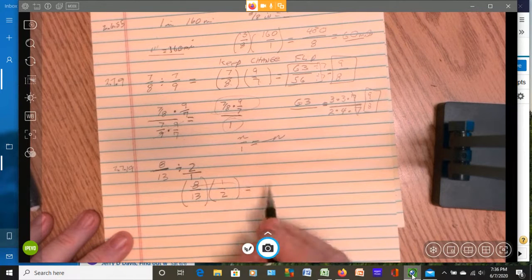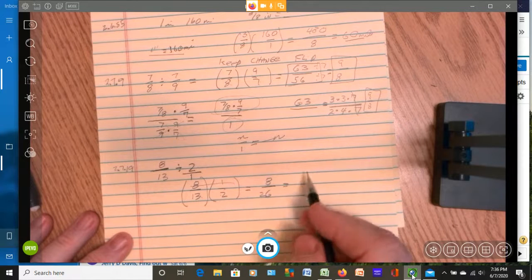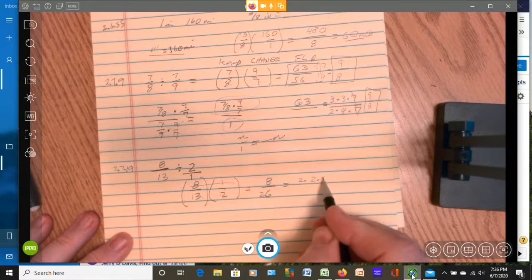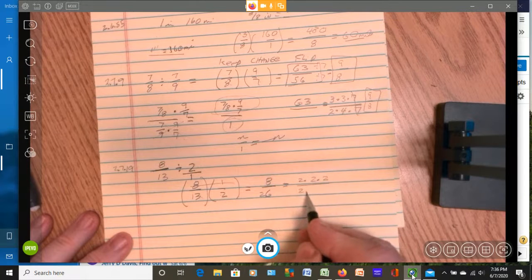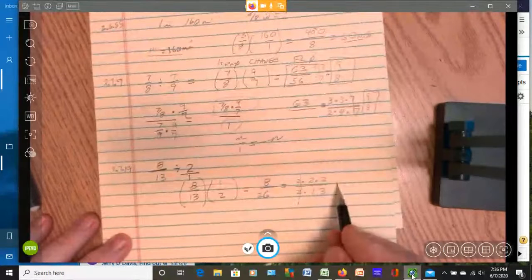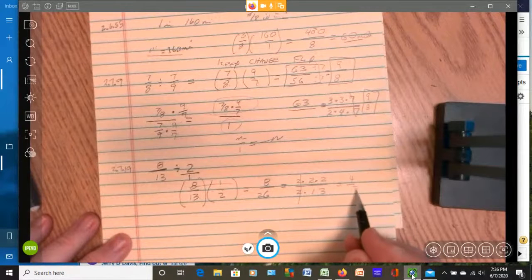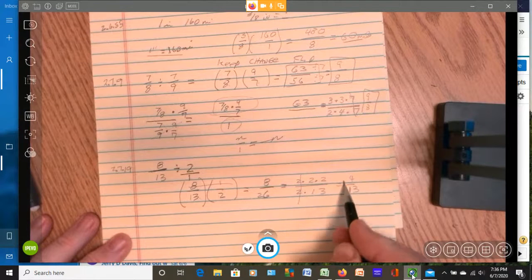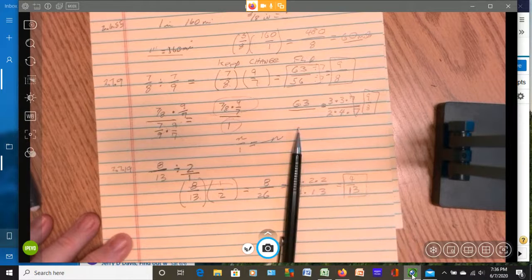And what did I get? 8 times 1 is 8. 13 times 2 is, you tell me what it is. 26. Oh, wait a minute now. This can be simplified, can it? Yes, it can. 8 is 2 times 2 times 2, and 26 is 2 times 13. 13 is a prime number. Cancel the 2s and we get 4/13. That's the number we thought.